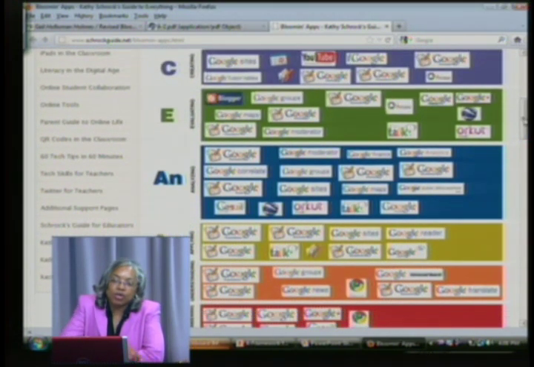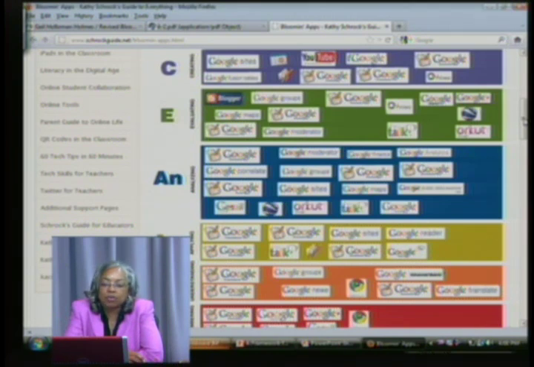Now, I know that in some schools you may have things like Google blocked. Do you guys have access to all things Google in your school? Or do you block YouTube?